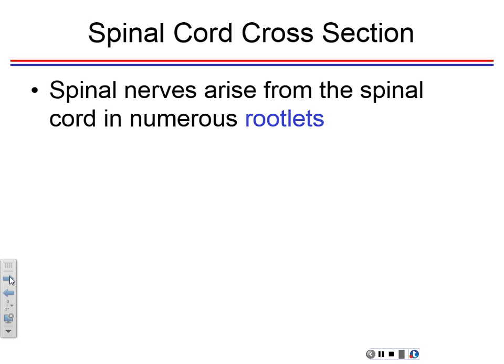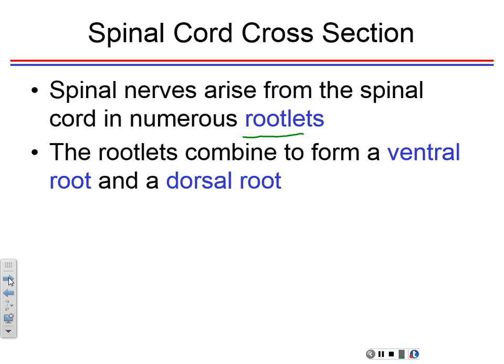So, spinal cord, cross section, we got the spinal nerves, okay, that are formed after you've got rootlets first. The rootlets start off, then they combine to form the ventral and the dorsal roots. Then the dorsal root and the ventral roots combine to form the spinal nerve. Okay, which is that. And basically, this is the definition of a spinal nerve, right?